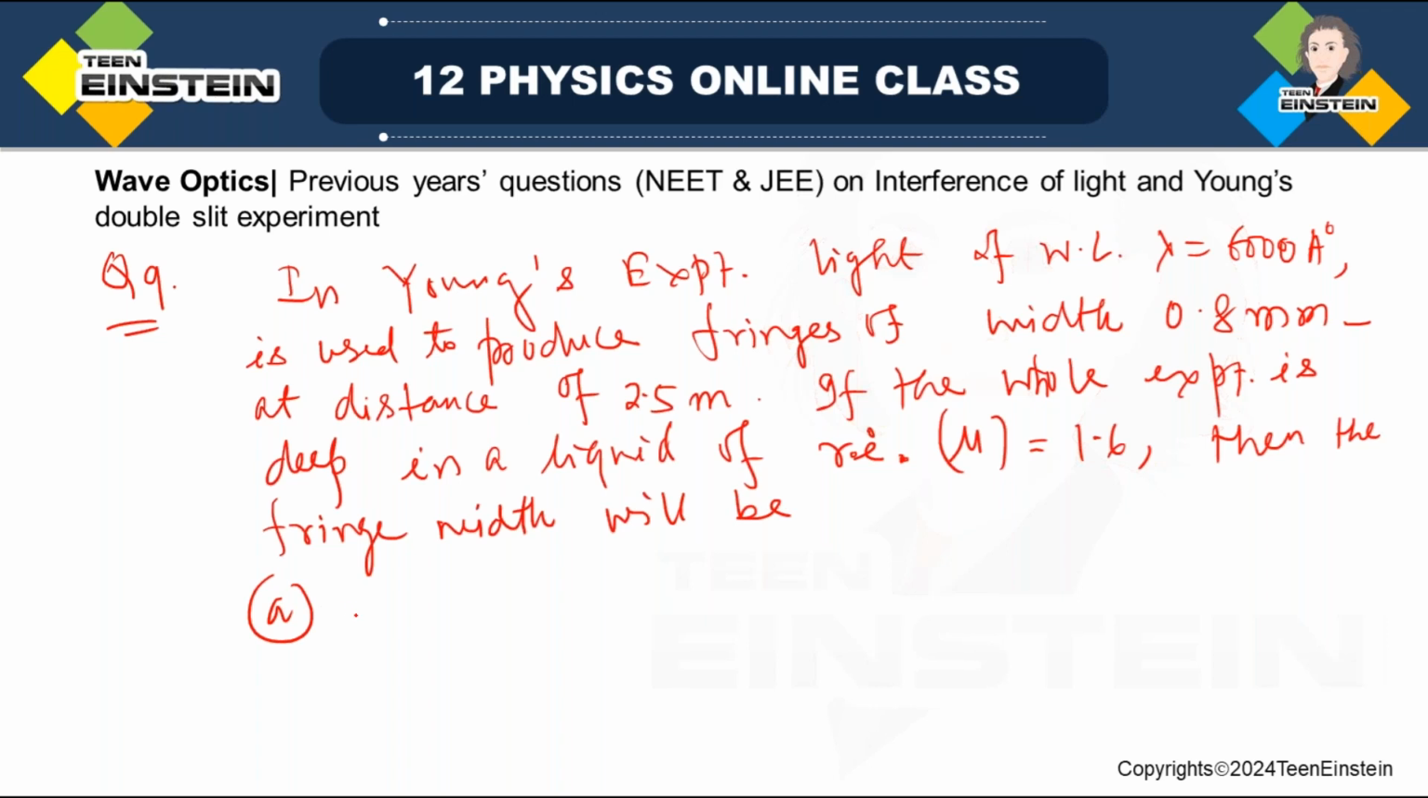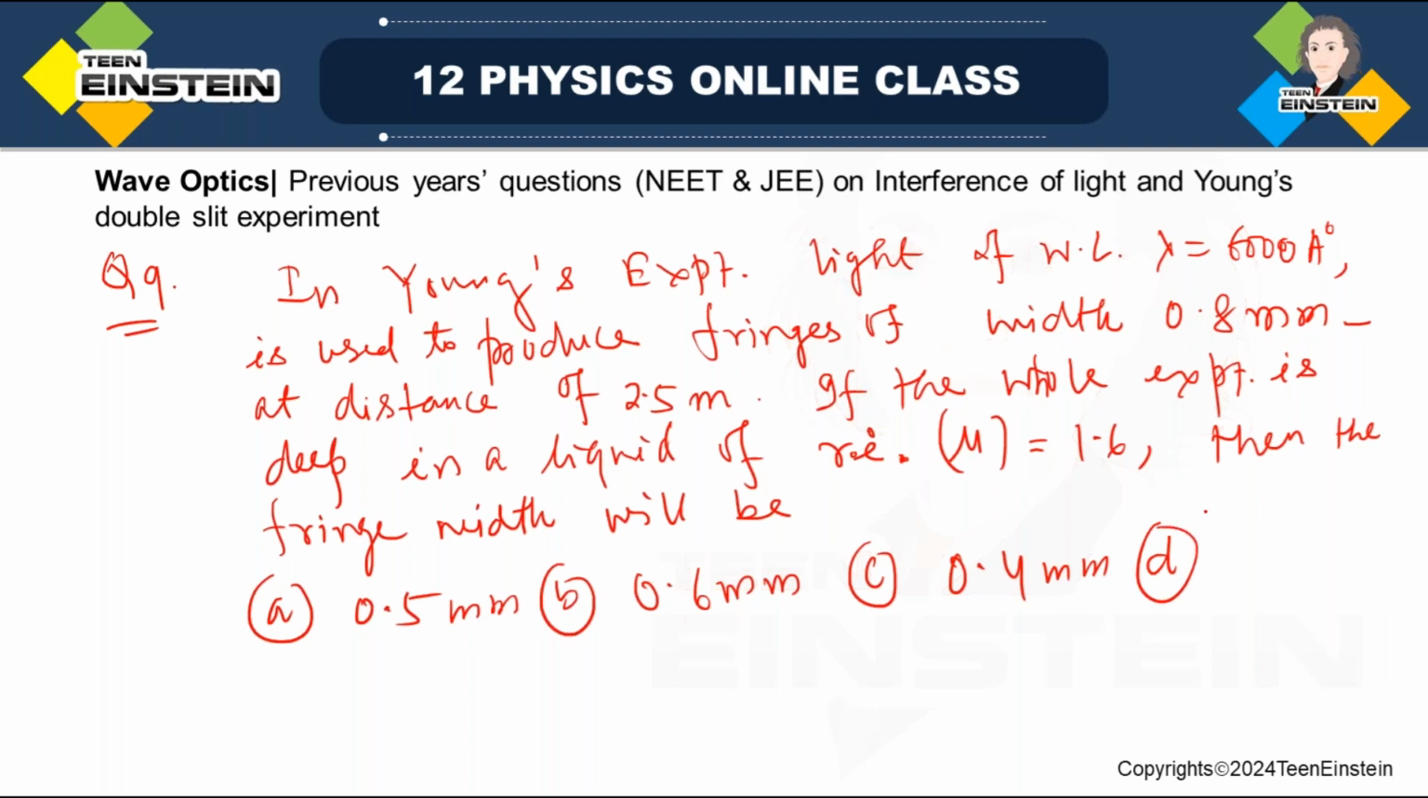Number 1, 0.5 mm, number 2, 0.6 mm, and this is 0.4 mm, and option D is 0.2 mm.